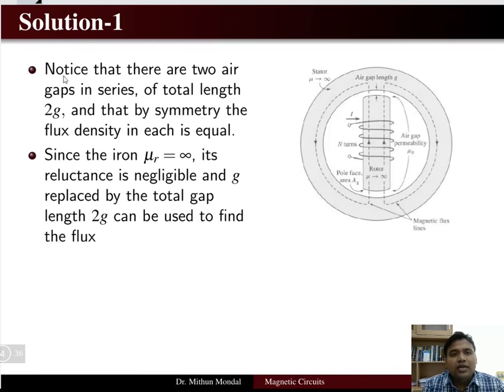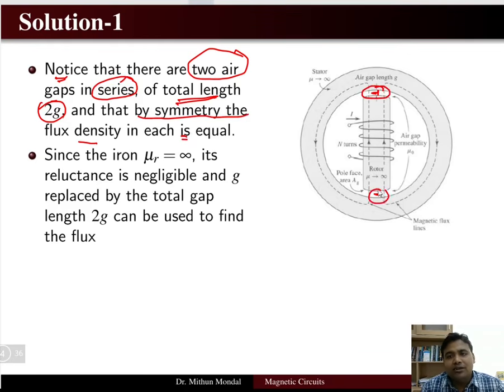So first thing that you have to note that there are two air gaps. So you'll find the air gap here and also the air gap here. So basically between the stator and the rotor there are two air gaps, and those two are in series. So basically it means that the total length of the air gap is 2g, considering that g is the air gap length of one side. Okay, and that by symmetry the flux density will be equal. Okay, so whatever the flux density will be here, the same flux density will be here.